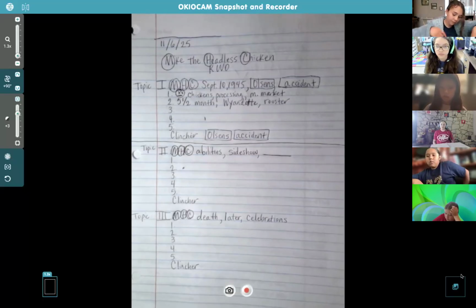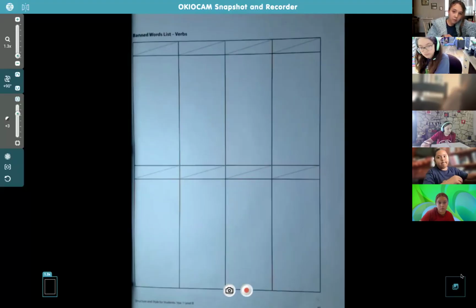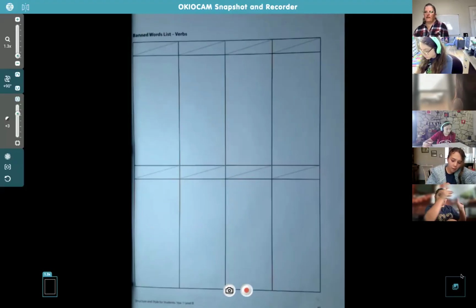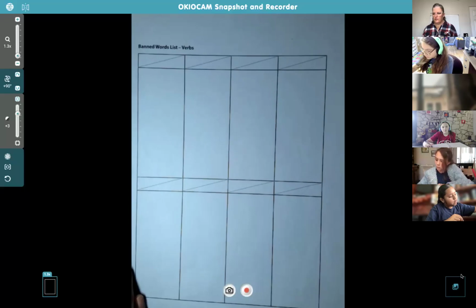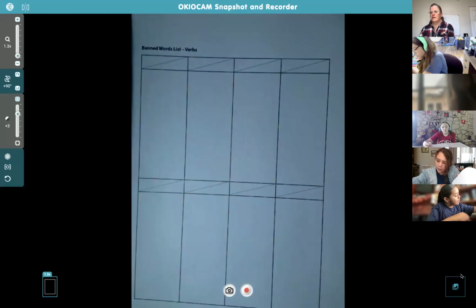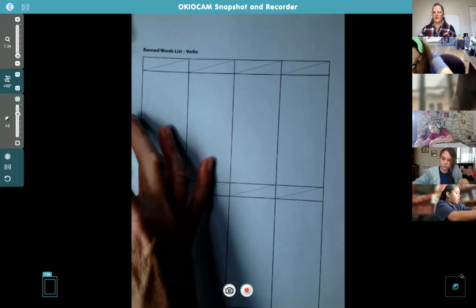In your binder, behind the tab that says banned words, there's a blue page. There should be a blue page back there that looks like this. Yours has words on it. We have new banned words, and I don't think we've added them here yet. So go behind the banned words tab. Hopefully you put the blue page in there.